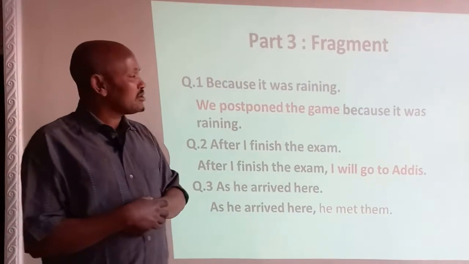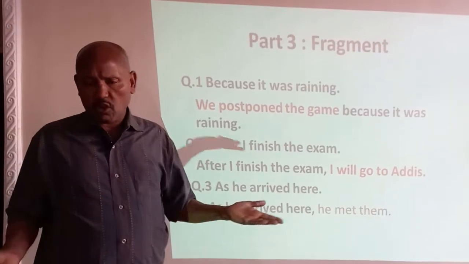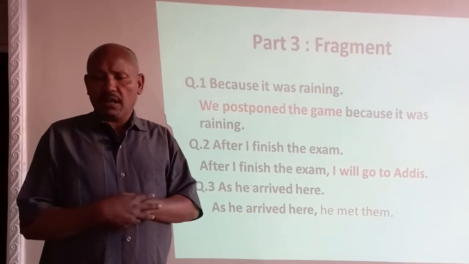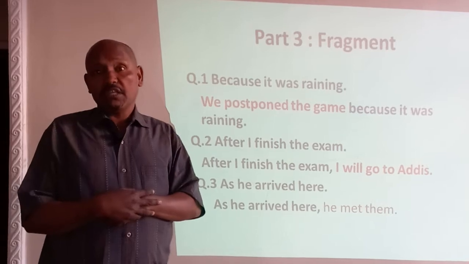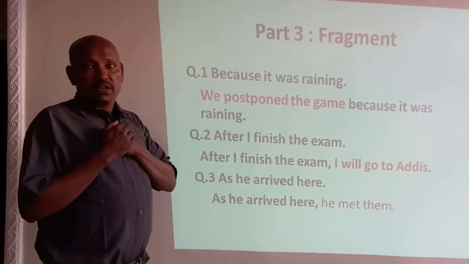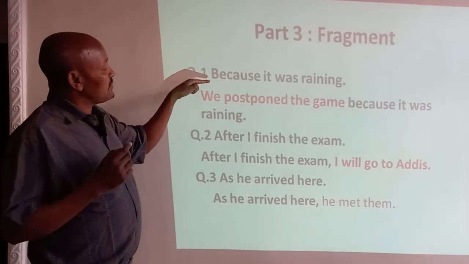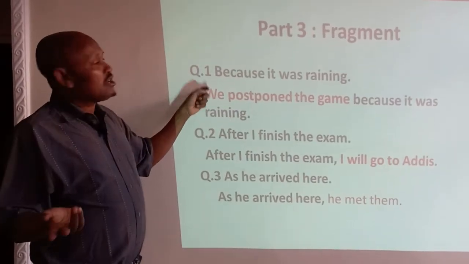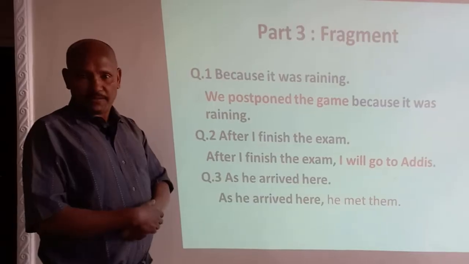So this dependent clause goes with an independent clause. Because it was raining, I stayed at home. Because it was raining, I didn't enjoy outside. These have complete meaning. This is called the reason clause. The reason clause is given, but the main clause is absent. So this is called a fragment.